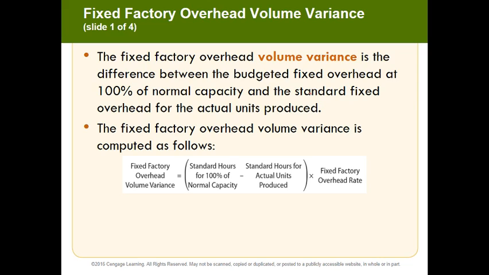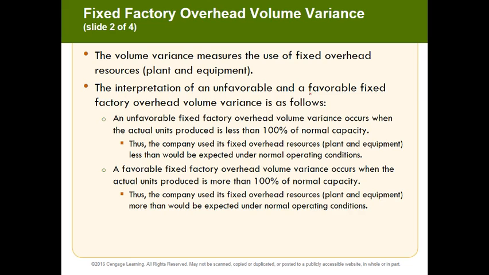The fixed factory overhead volume variance is the difference between the budgeted fixed overhead at 100% normal capacity and the standard fixed overhead for those actual units that were produced. So for this, here is our basic equation. We'll move into looking at that here in the next slide. The volume variance measures the use of our fixed overhead resources. This is our plants, our equipment, everything that we have that comprises our total capacity.